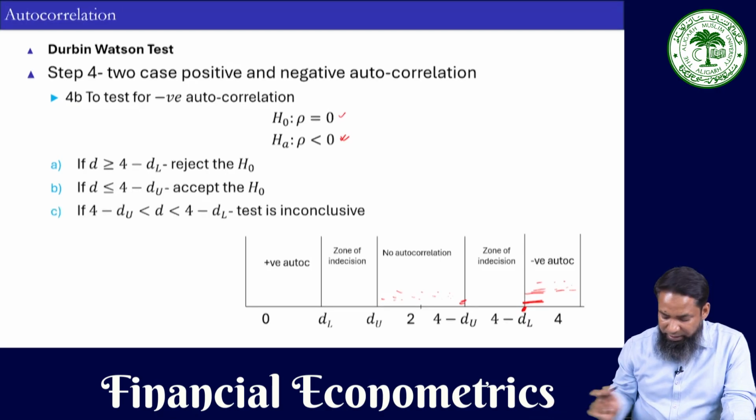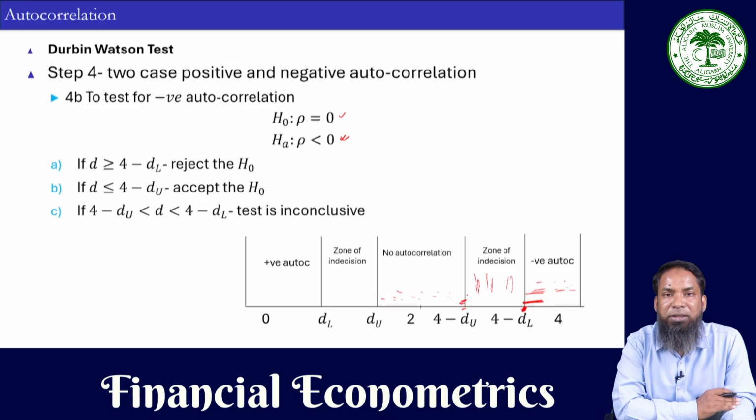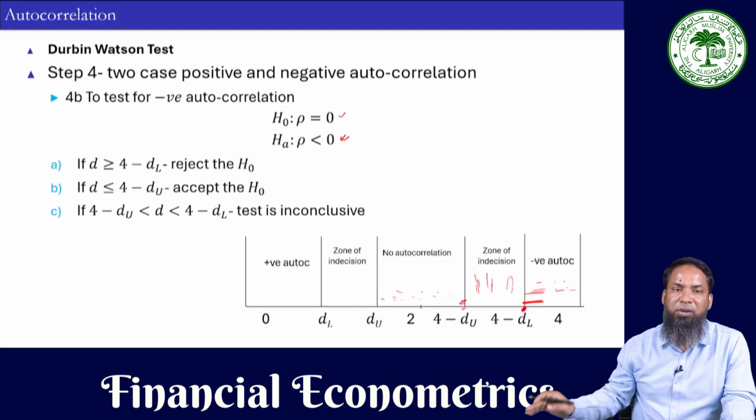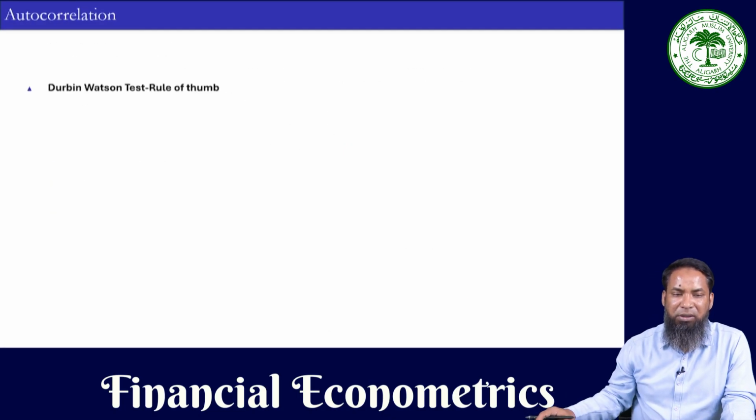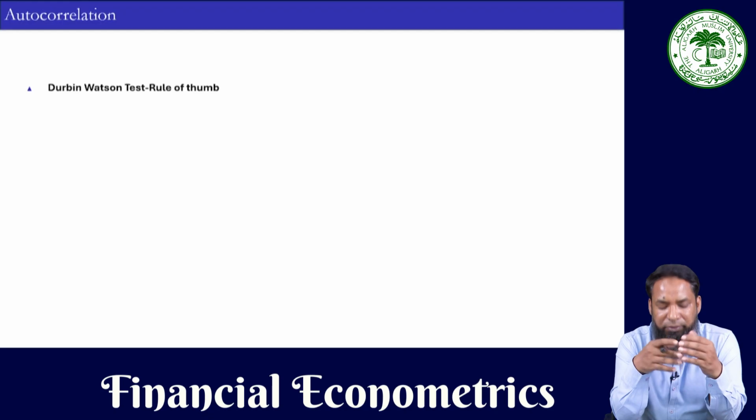Then if it lies in between these two limits, that is in this zone, that means the test is inconclusive; we cannot say whether there is the presence of autocorrelation. Now, let us give you what is known as the rule of thumb, a very easy way to decide whether there is the presence of autocorrelation or not.